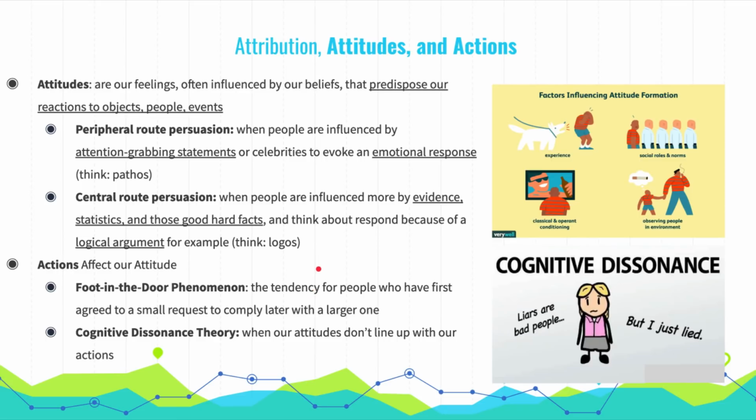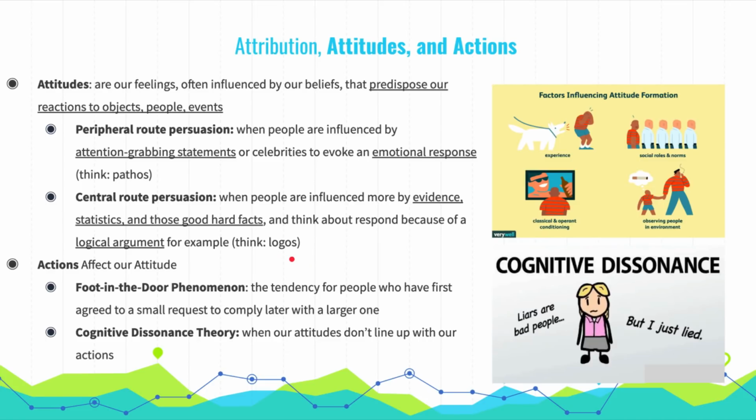If you've ever had to endure an English unit on rhetoric, then you know about ethos, pathos, and logos. And a super easy way to distinguish these two persuasion tactics is to remember that peripheral persuasion appeals to the emotions. Think pathos, PP. And central appeals to logic. Think logos. Our actions also affect our attitudes.